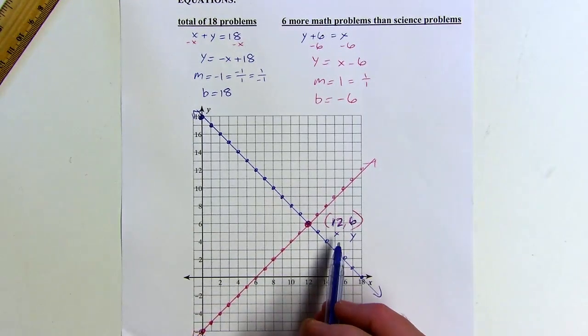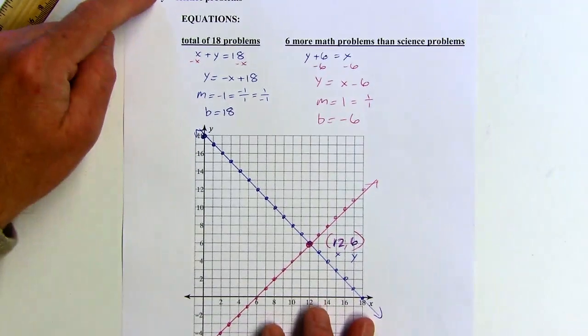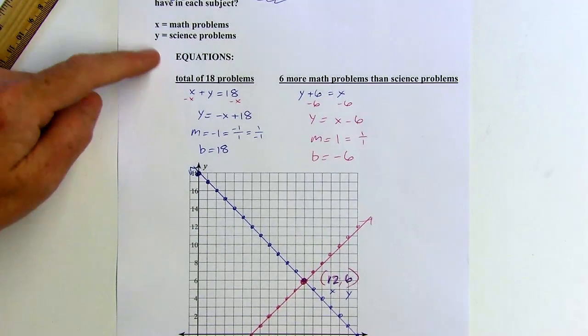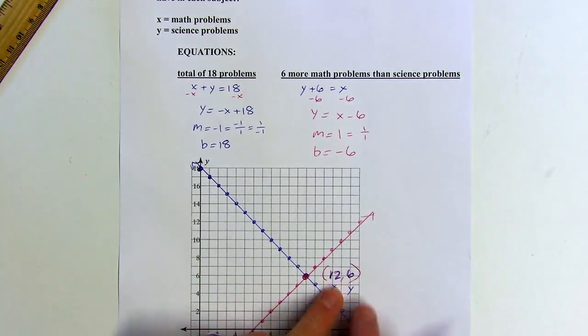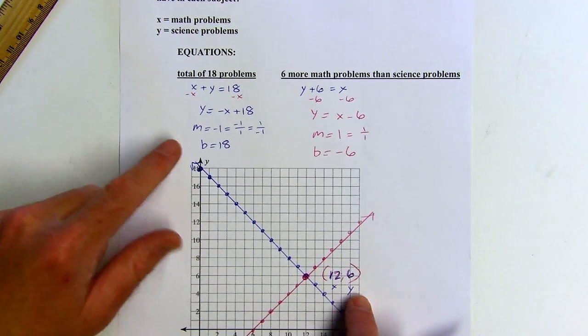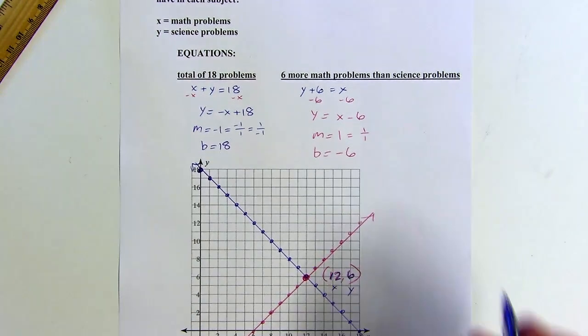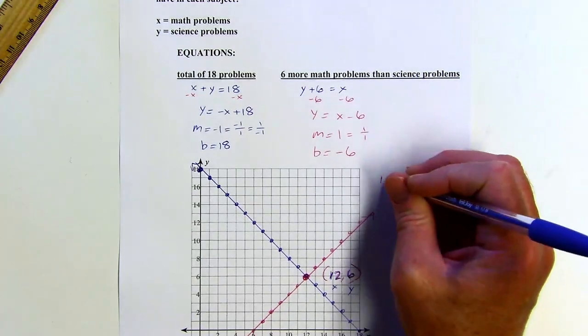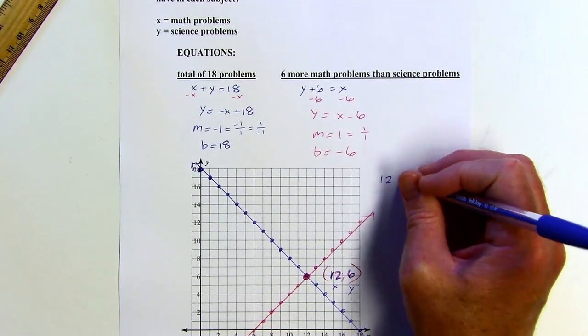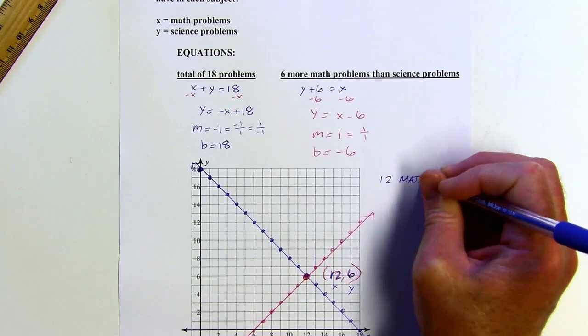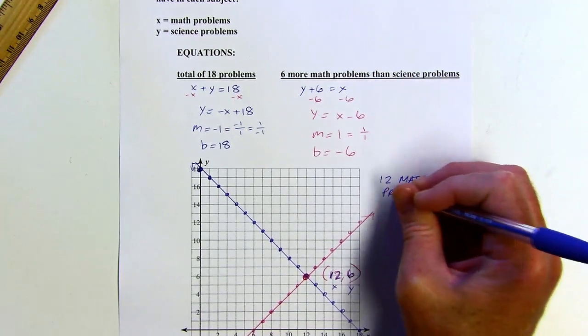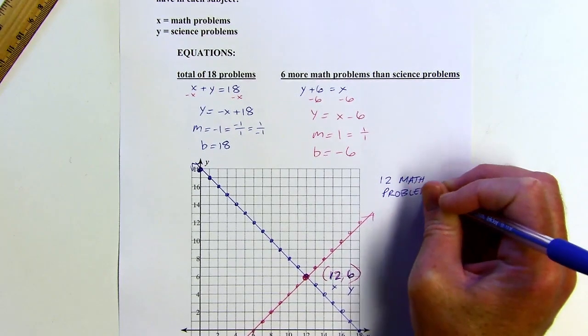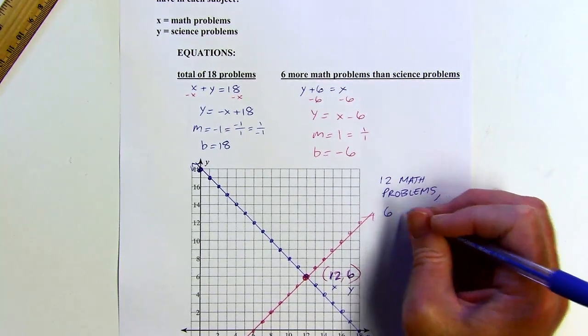Well, that means you've got to go back and look, what were your x's? So your x's are the math problems. So that means we're going to have 12 math problems and 6 science problems, because the science problems are the y. So let's go ahead and write it that way. So 12 math problems. It says how many of each do we have? And 6 science problems.